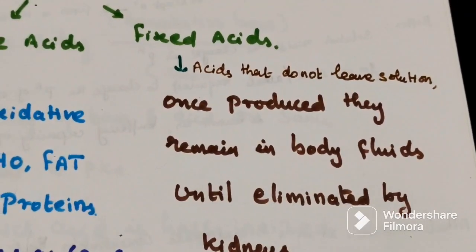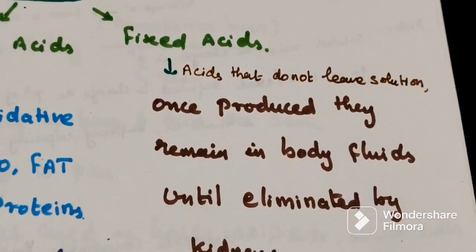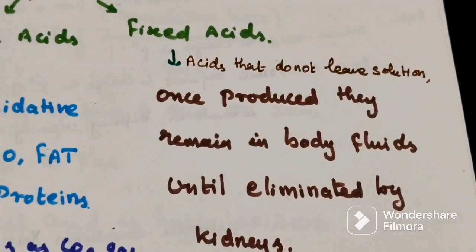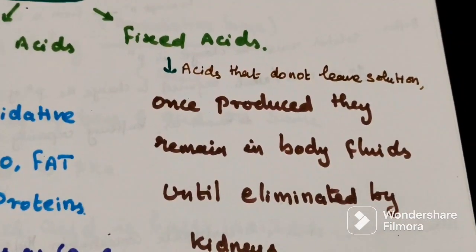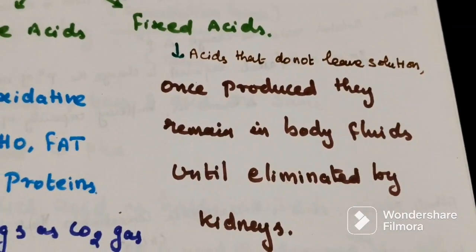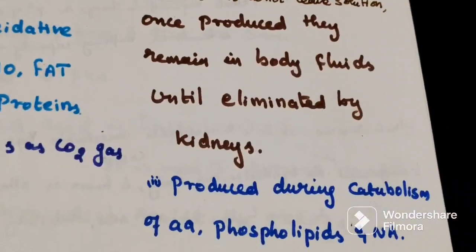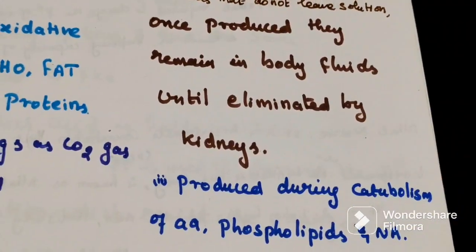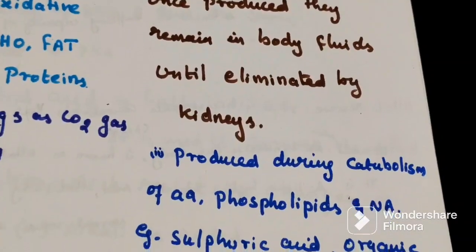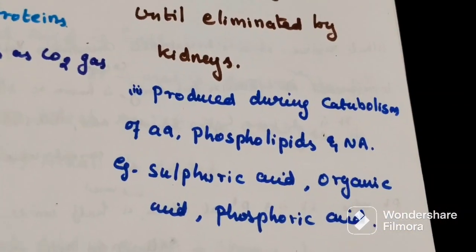The second one is fixed acids. These are the acids once produced by our body, they remain in body fluids until eliminated by the kidneys. These are produced during catabolism of amino acid, phospholipid, nucleic acid. Examples: sulfuric acid, organic acid, phosphoric acid.